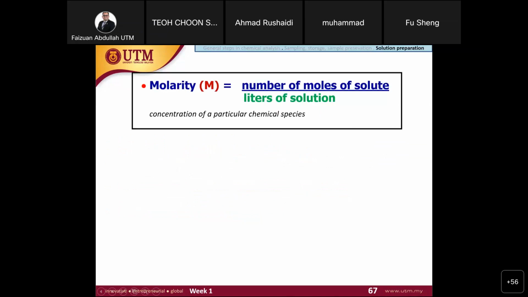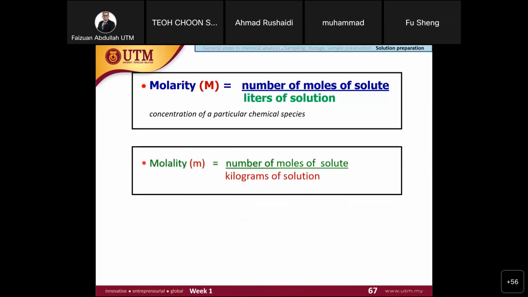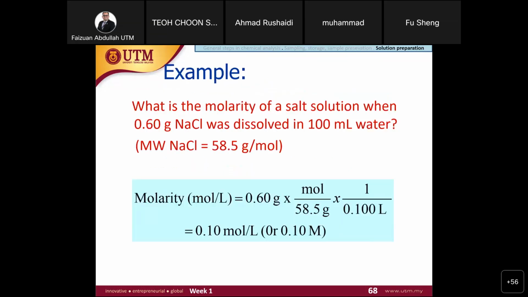Right? So molarity, the most commonly used one, is the number of mole of solute divided by the liters of solution. So it is mole per liter. While the molality, we do not really use this one, molality, number of mole divided by kilogram of solvent, right? And this is the example, as you can see from the note that is also given to you.